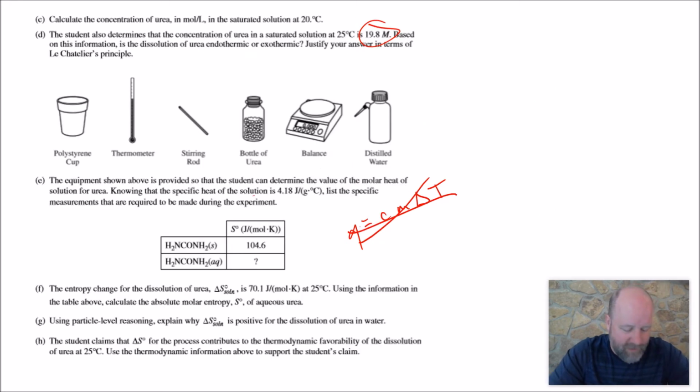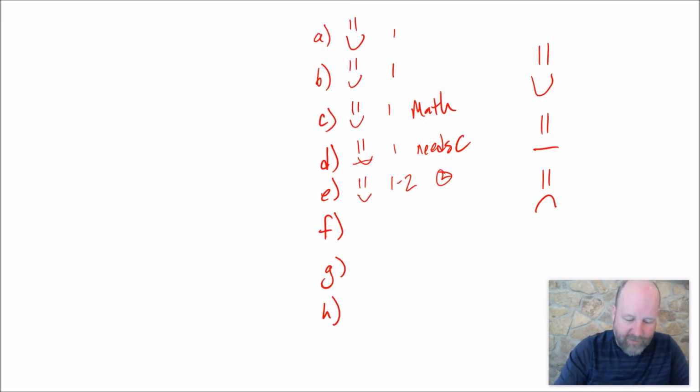The entropy change for the dissociation is blah, blah, blah. Using the information in the table above, calculate the absolute entropy. This is a math question. This is the entropy before. This is the change in entropy. That doesn't seem like it'll take that long. It's just addition or subtraction. I've got to figure out which. So I don't think that's too bad either, and probably only 1 point, and it is math. So it might take us a couple of minutes.